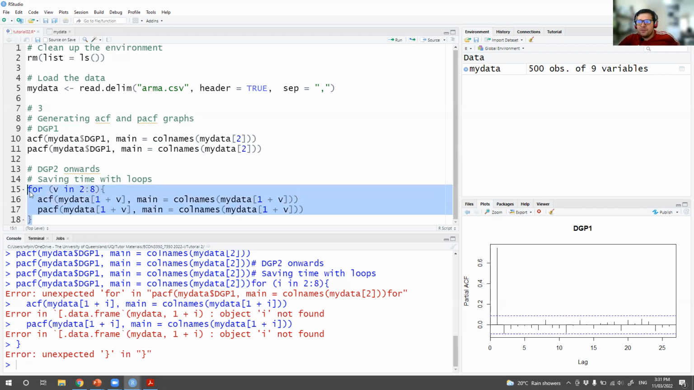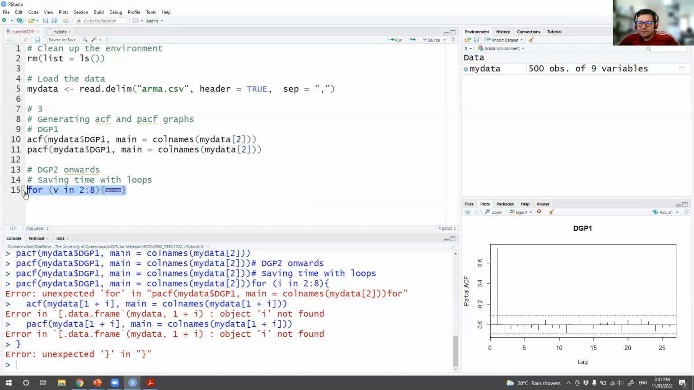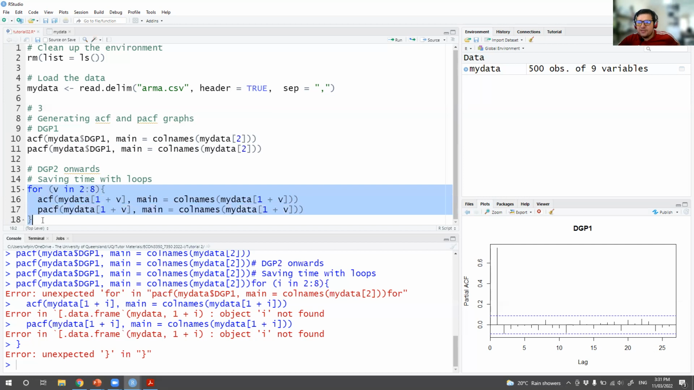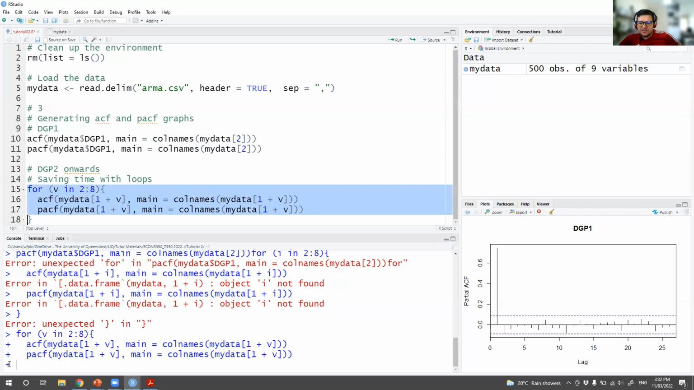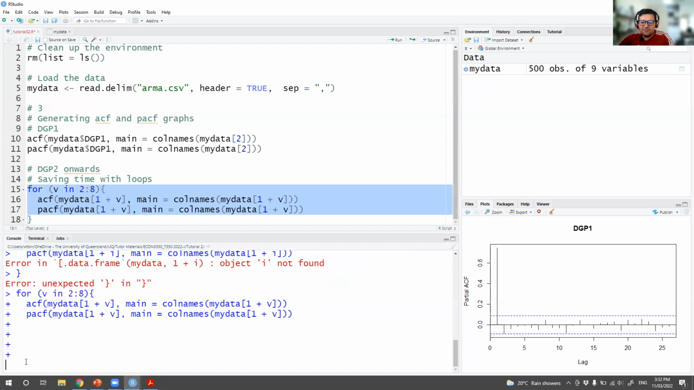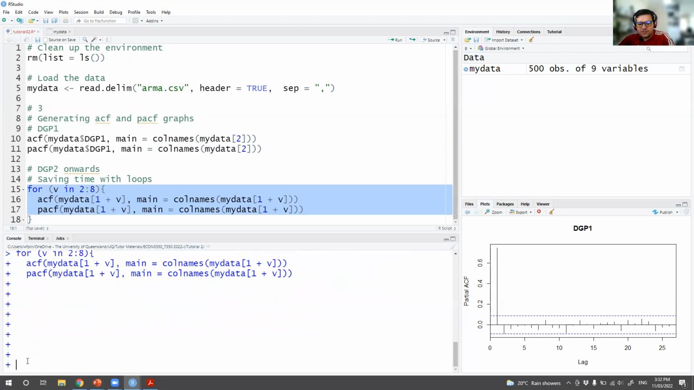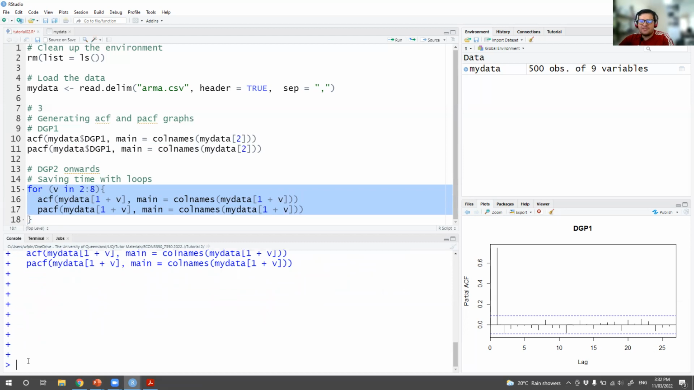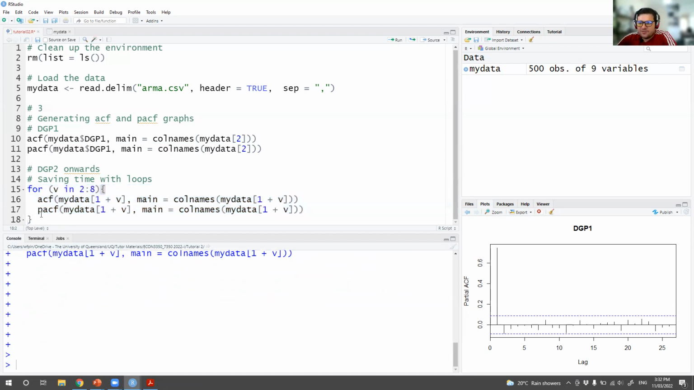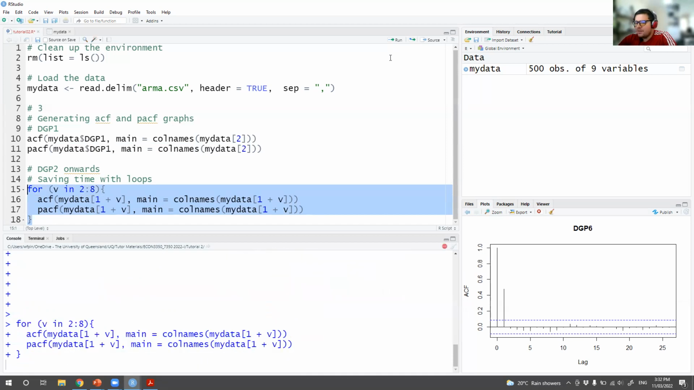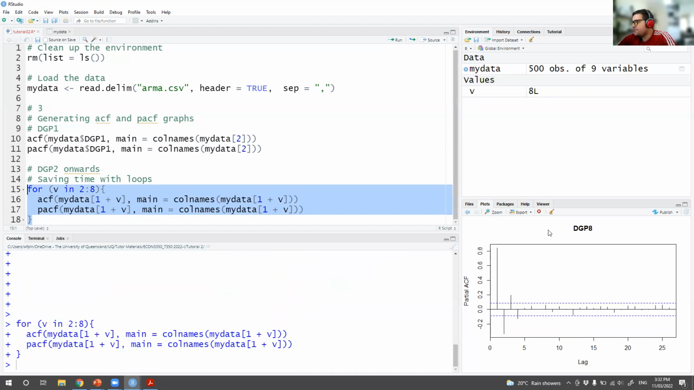When you run a loop, please highlight the whole thing. Do not forget to include the last curly bracket. If you leave it like that, you get something quite annoying, this plus sign. This plus sign will not allow you to do anything until you press escape and fix that up. So highlight everything, run, and it will make a bunch of graphs.